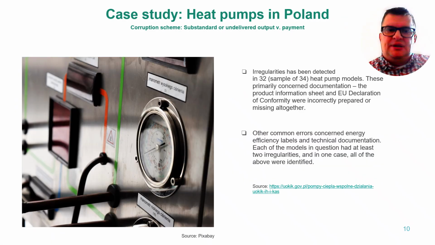And another real-life based example, this time in Poland. Irregularities in 32 out of the 34 heat pump models were discovered. Most of the problems were with the paperwork. The product information sheet and the EU declaration of conformity were either filled out incorrectly or missing completely. On top of that, there were frequent mistakes with the energy efficiency labels and the technical documentation. Every single one of those models had at least two issues, and in one case, all of these problems showed up at once.